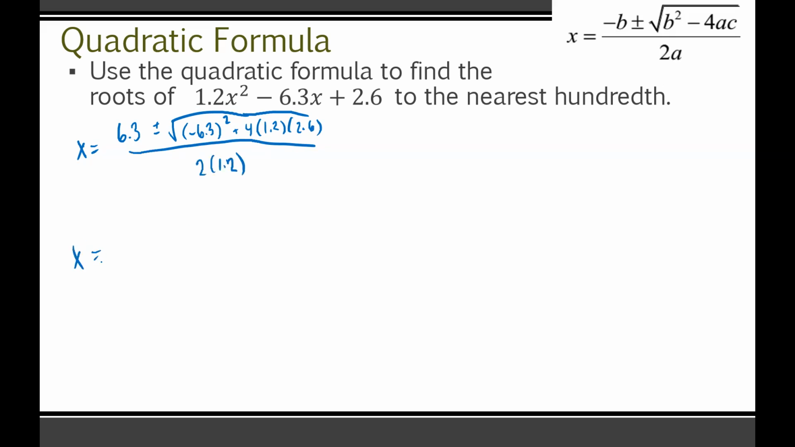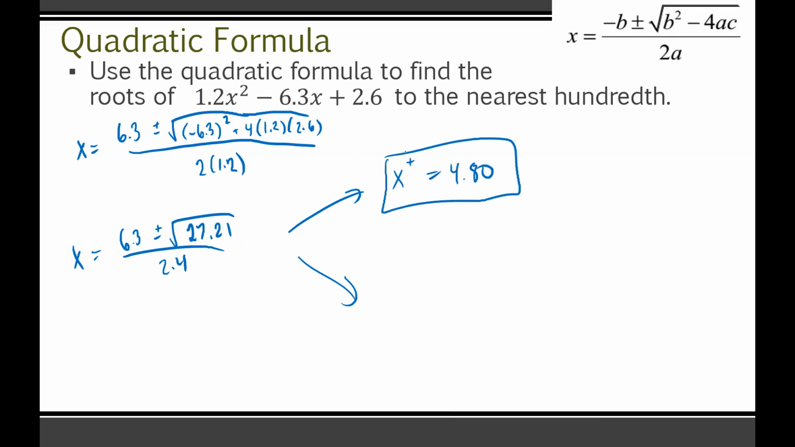I always like cleaning this up before I go any further. I like cleaning up all the square root stuff here first. So this is 6.3 plus or minus the square root of, if you put all this in your calculator, you're going to get the square root of 27.21 roughly, all divided by 2 times 1.2. Let's be honest here, you can just simplify that to 2.4. Now you know what to throw in your calculator. This plus or minus thing just means do it once if you add, and then do it another time where you subtract. So I'll start with 6.3 plus the square root of 27.21 over 2.4. I'll call this x plus. So if I add these together, my answer to the nearest hundredth would be 4.80.